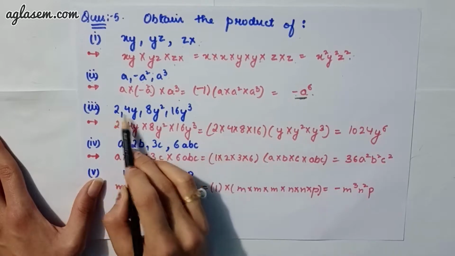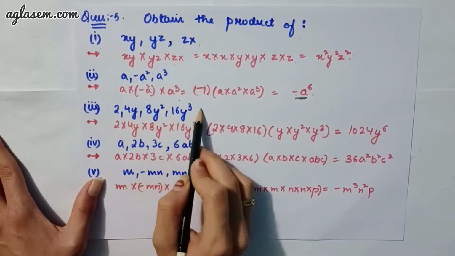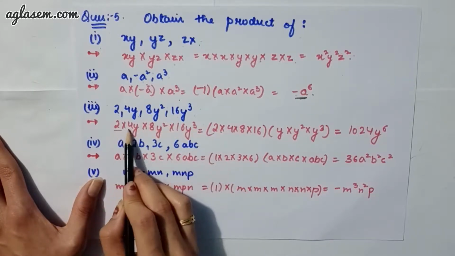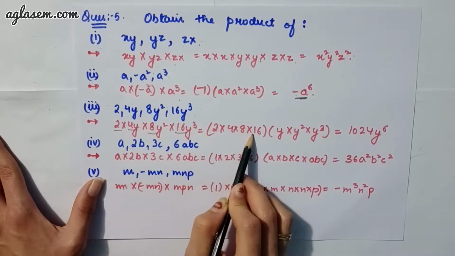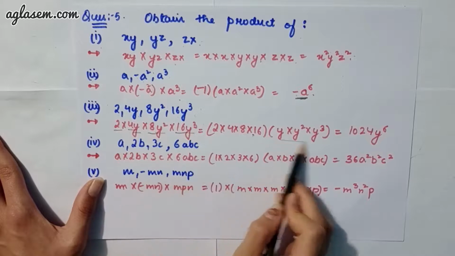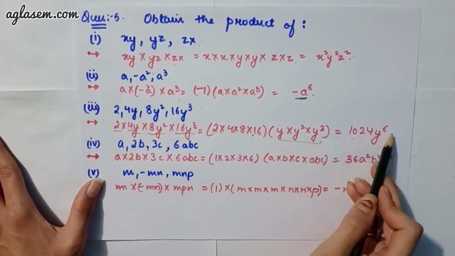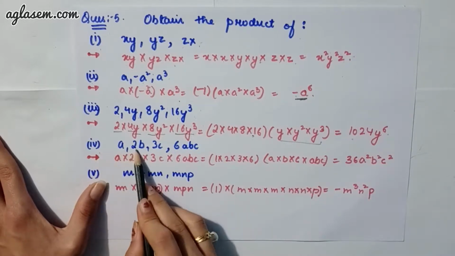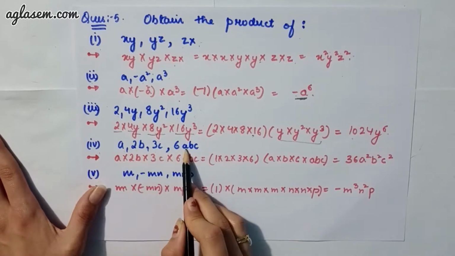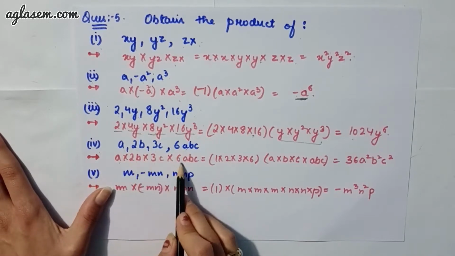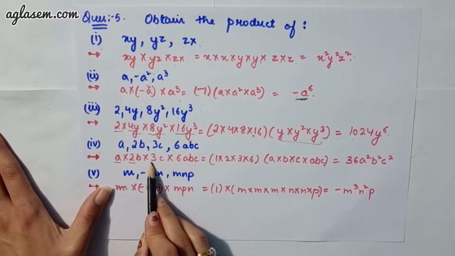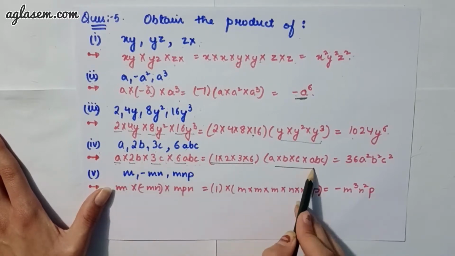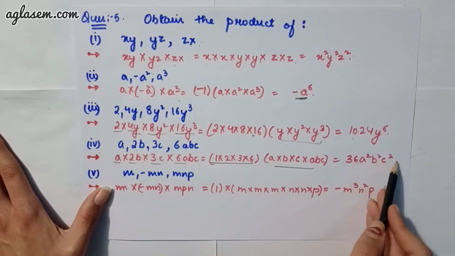Third part says 2, 4y, 8y square, 16y cube. So again 2 into 4y into 8y square into 16y cube, which means 2 into 4 into 8 into 16 in one bracket, and in another bracket y into y square into y cube. So our answer will be 1024y power 6. Moving to our fourth part, which says a into 2b into 3c into 6abc. Again a into 2b into 3c into 6abc, we can write 1 into 2 into 3 into 6 like this, and in another bracket a into b into c into abc. So answer will be 36a square b square c square.